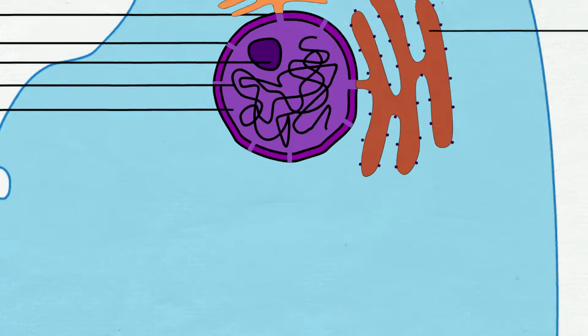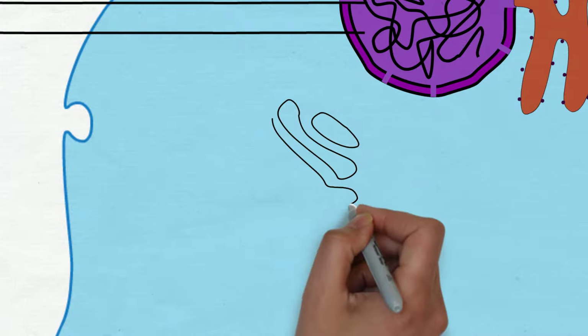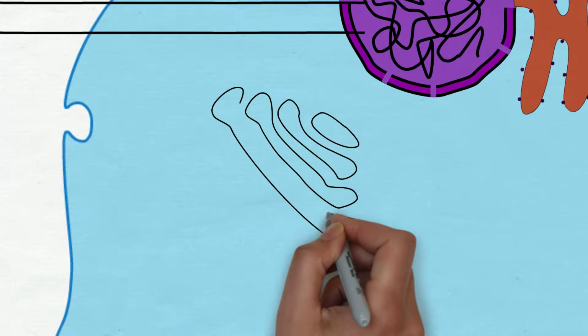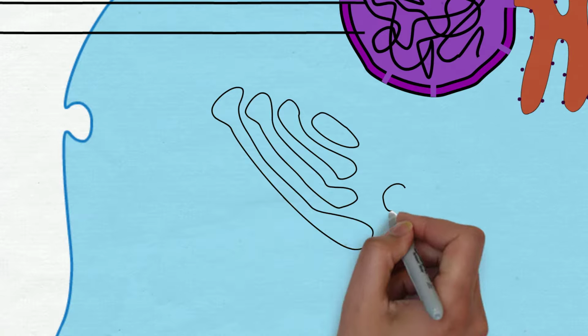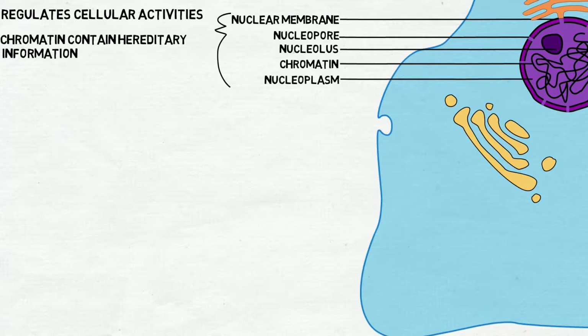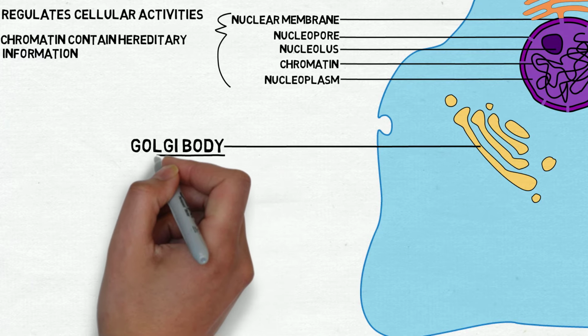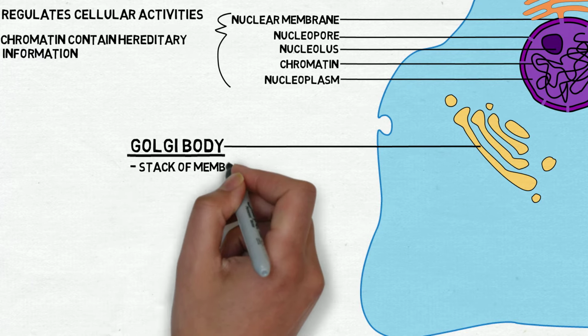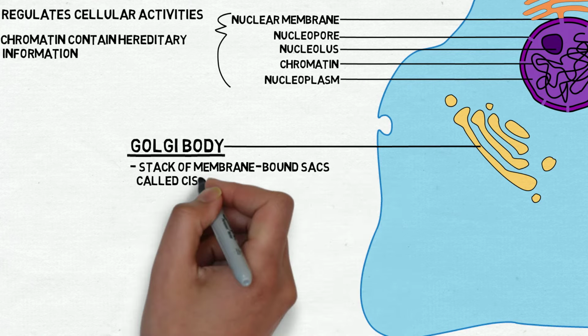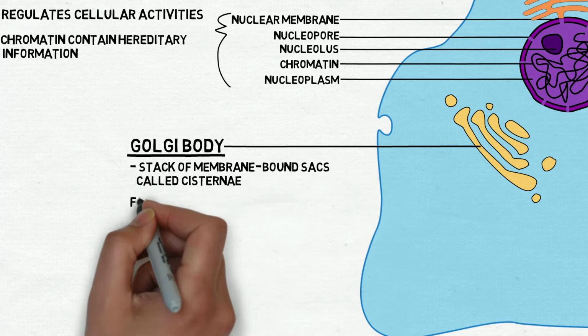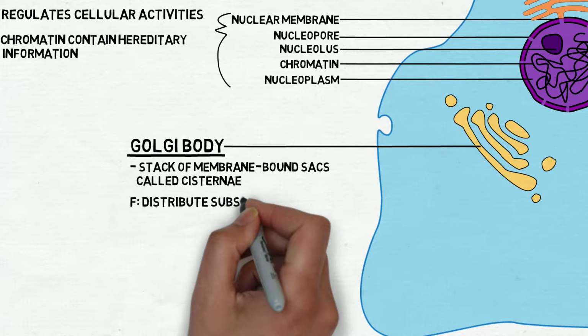Our next stop is the Golgi Body. Similar to the endoplasmic reticulum, the Golgi Body has multiple membrane-bound discs called cisternae stacked close together and works in close relation with the ER. Where the ER mainly produces organic molecules, the Golgi Body collects and distributes them throughout the cell. So it acts as the distribution center of the cell.